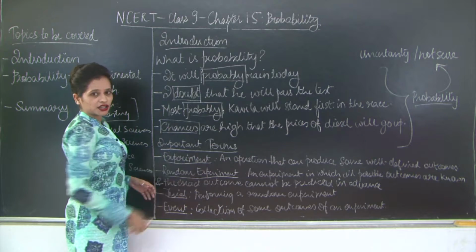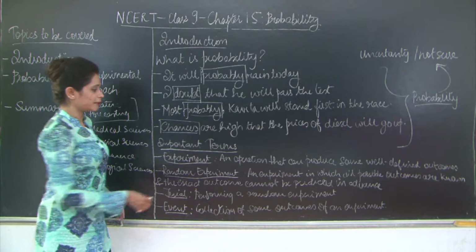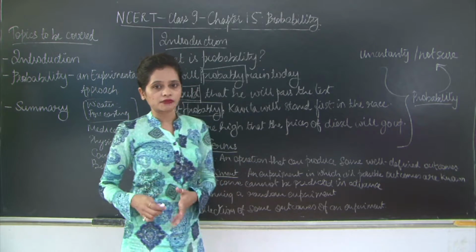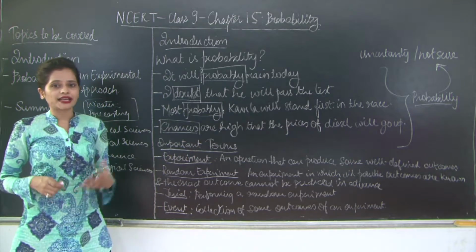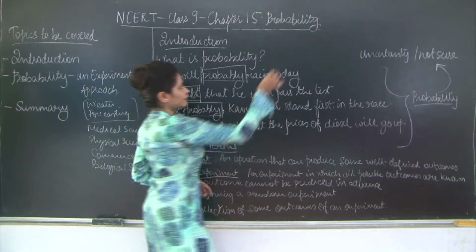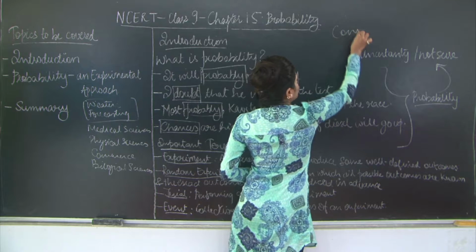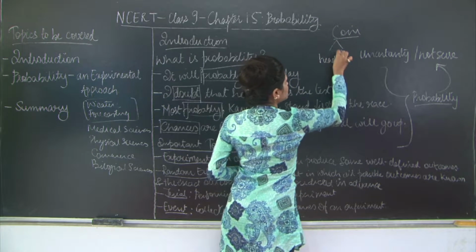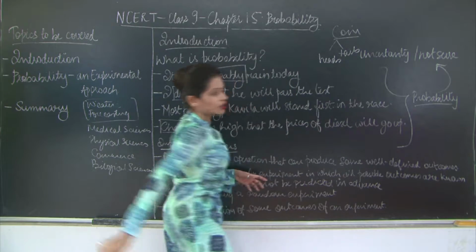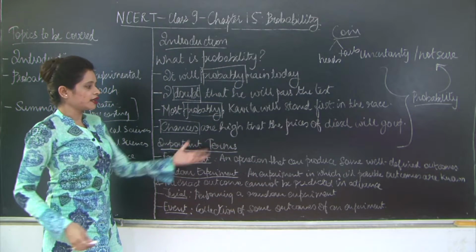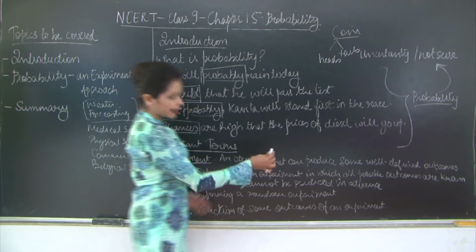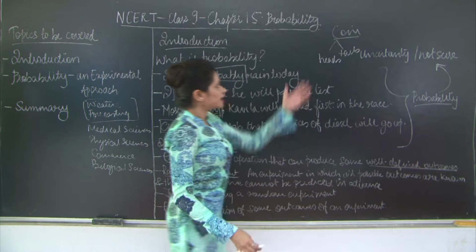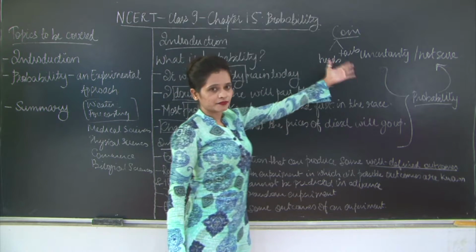First is experiment. Let's read it out and then I will give you an example. An operation that can produce some well-defined outcomes. Let's say I have a coin. A coin has two parts, heads and tails. If I toss a coin, it would result in some well-defined outcomes. This could be either a head or a tail.